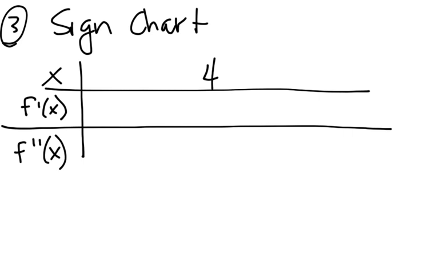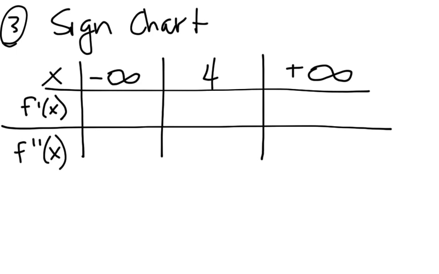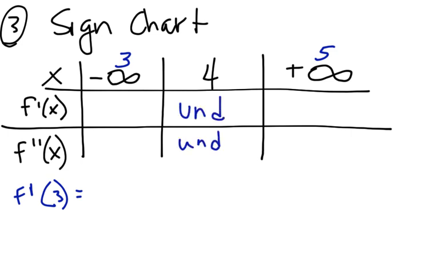And you want to also include numbers between and beyond these. So I'm going to go negative infinity and positive infinity. And obviously I'm not going to plug those exact numbers in. I'm just going to pick a number smaller than 4 like 3 and a number larger than 4 like 5 and use those instead. So what I do now is I say, okay, what is f prime of 3? Because I already know that the first derivative and the second derivative are both undefined at x equals 4.